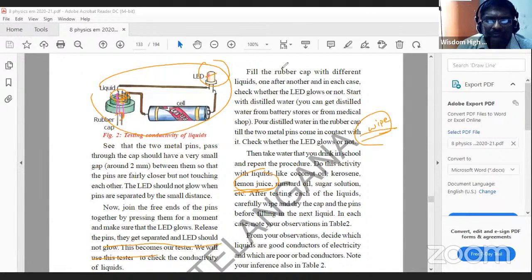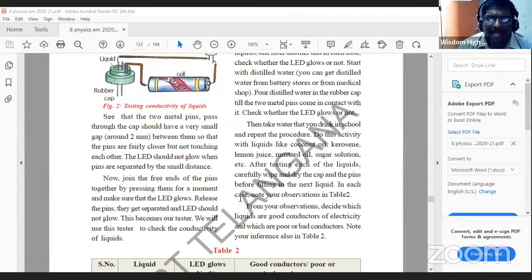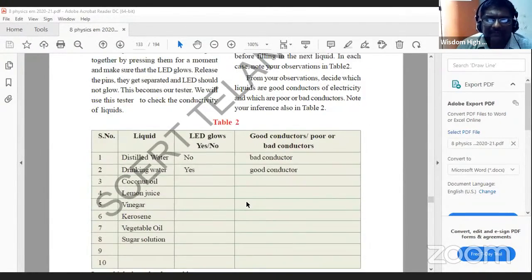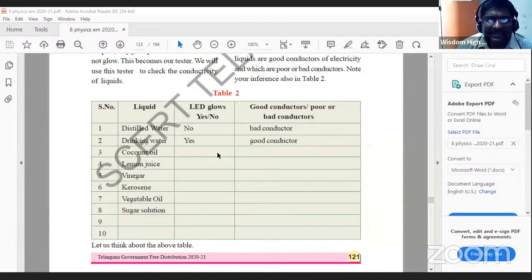So now, here a table is given. Distilled water is a bad conductor of electric current, as a result the bulb cannot glow. Drinking water has ions, some minerals, so it is a good conductor. You may observe coconut oil and lemon juice. Lemon juice is a conductor, vinegar is a conductor. Coconut oil, whether conductor or non-conductor, observe the remaining things.